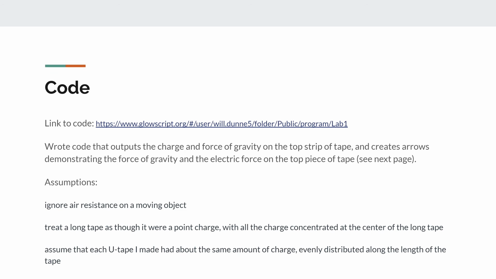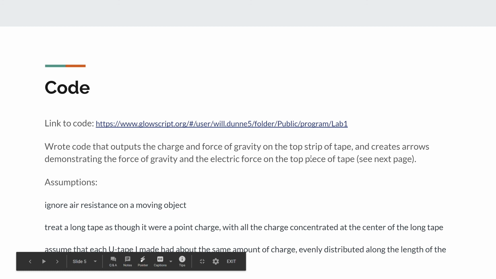I have a link to my code in the slide right here. The code outputs the charge and the forces of gravity and the electric force for the top strip of tape and creates arrows that also indicate these forces. The assumptions made are that air resistance on the tape is ignored, the tape is treated as though all the charges were condensed into a point charge, and we also assume that each tape had the same amount of charge.